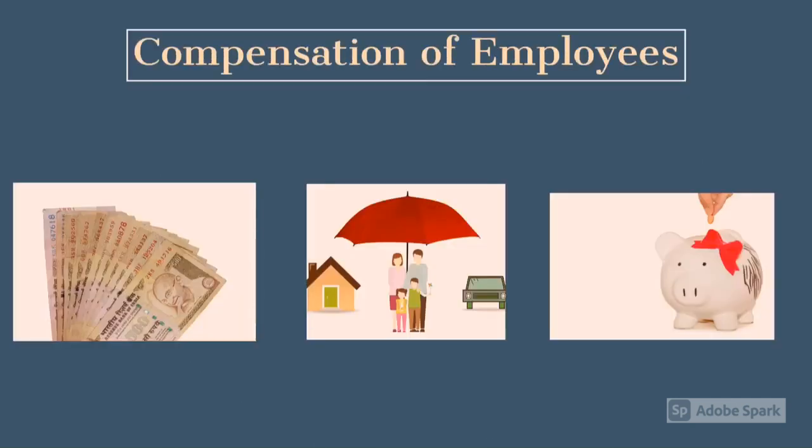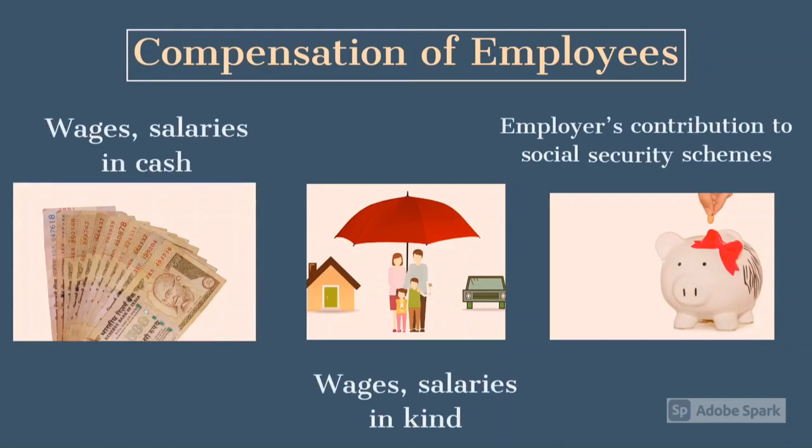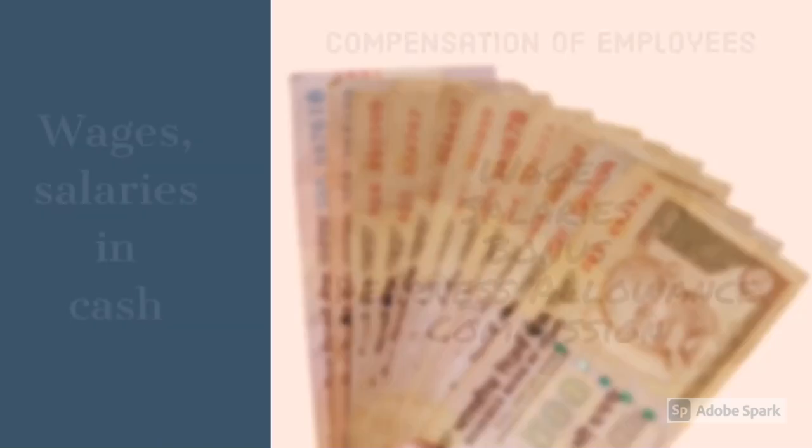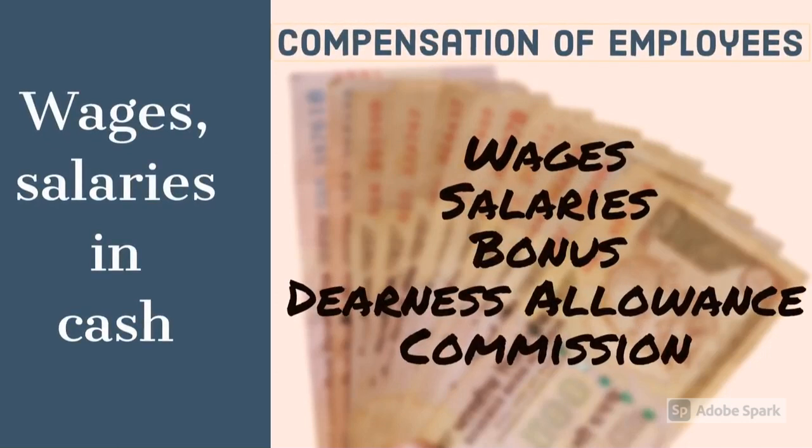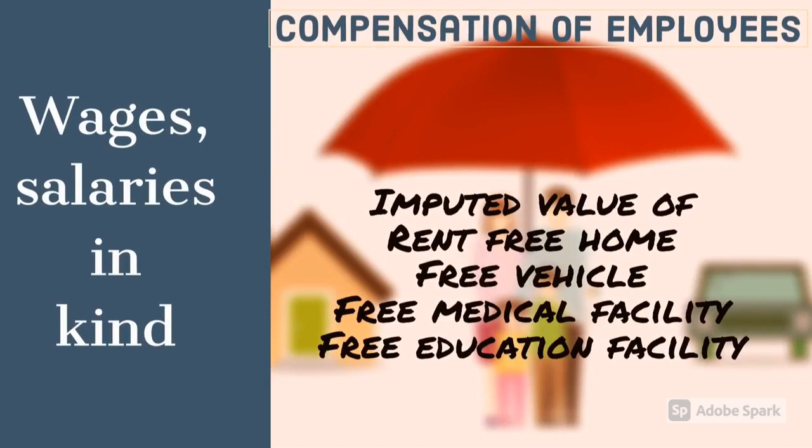Time to pick up each component for better understanding. Now, COE is all payments and benefits received from the employer. So it would include wages and salaries in cash, in kind, as well as employers' contribution to social security schemes. Let's look at each one by one. Wages and salaries in cash is the simplest of all, but just remember that it would include bonuses, commissions, and any other monetary benefits that the employer gives. Wages and salaries in kind would be the non-monetary benefits, like a rent-free home or a free medical facility.